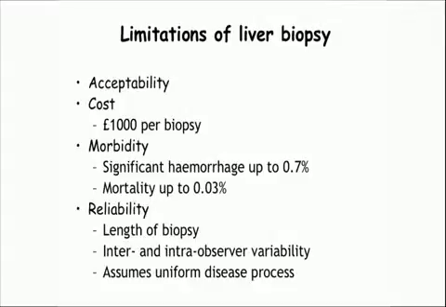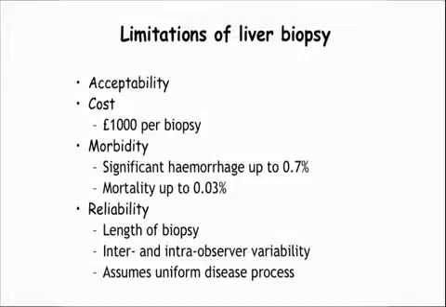And then clearly there are reliability issues, both in terms of length of a biopsy, inter and intra-observer variability, and most importantly, when you do a liver biopsy, one assumes that what you've got in front of you is what's happening throughout the liver, and it may not actually be true, because you assume that there's a uniform disease process, and we all know that liver damage is not a uniform disease process.